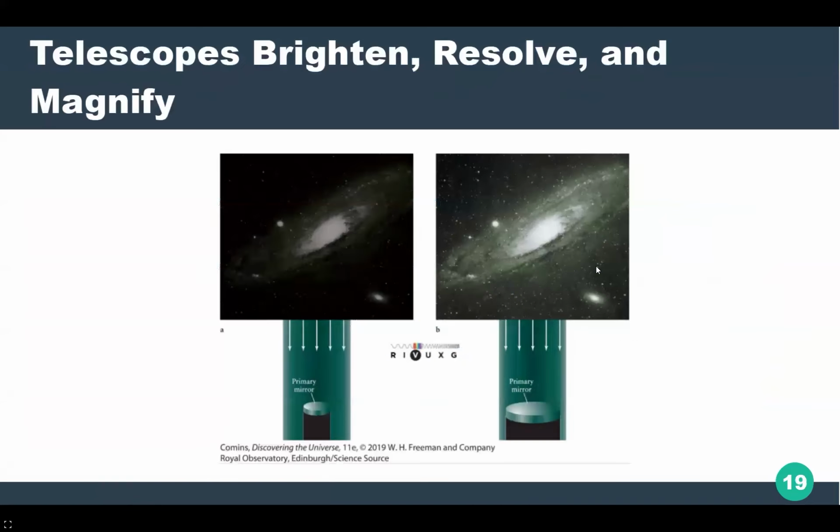Telescopes brighten, resolve, and magnify. As we can see here, if you have a larger primary mirror, it brightens the image that's coming in and gives you a clearer image of what you're looking at by having more data or more light to look at.